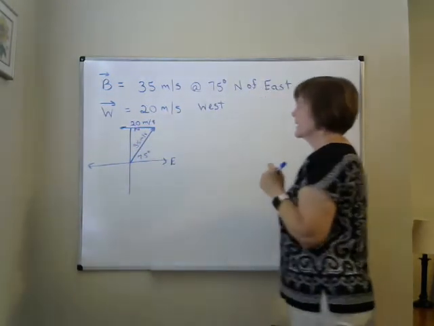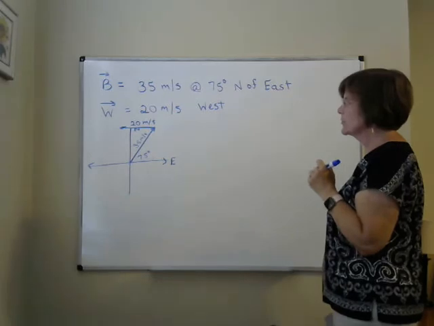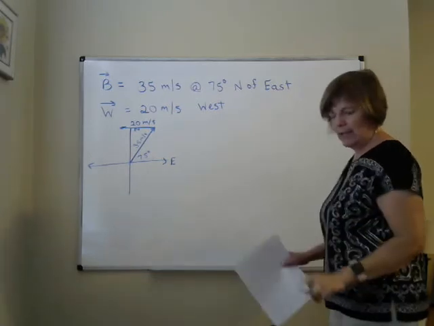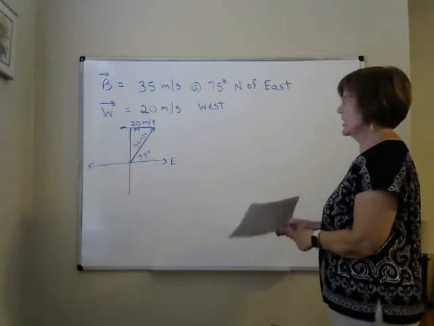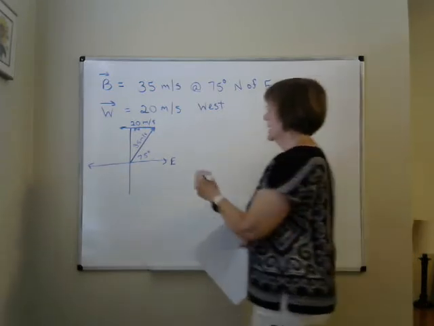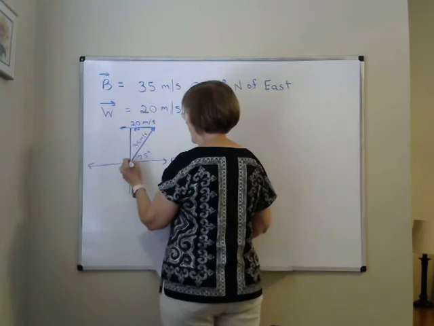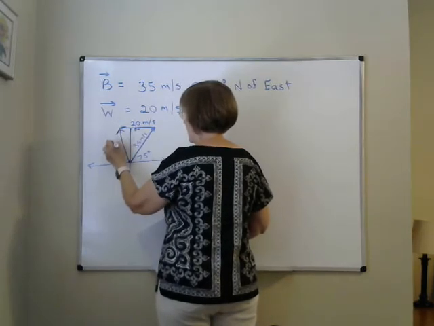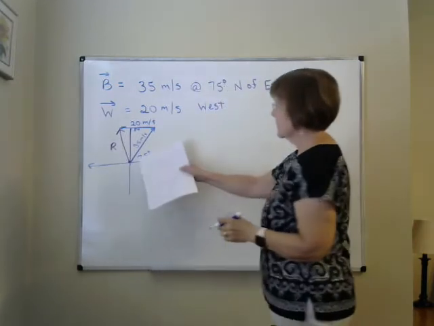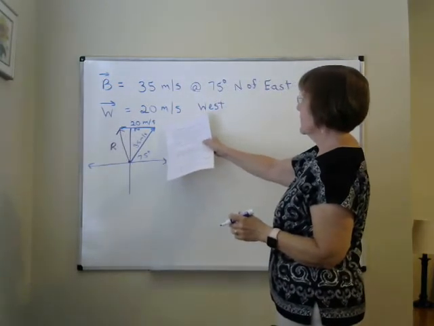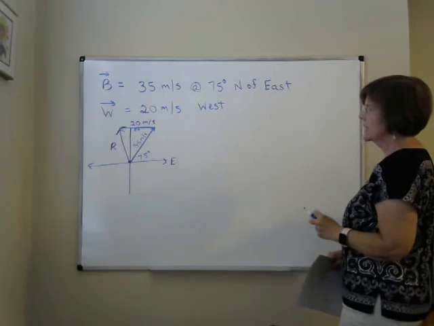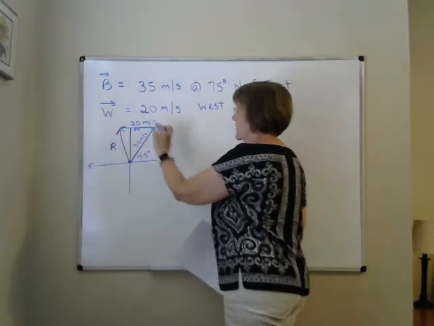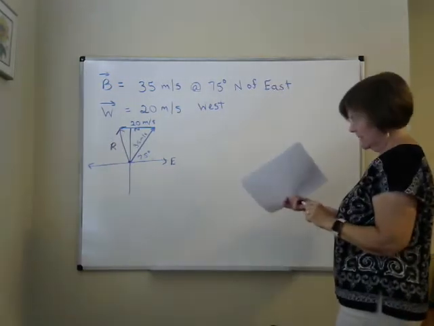This is going to be kind of iffy because I'm not really sure if it's going to be in quadrant 1 or quadrant 2 yet. But that's okay. This is just a sketch. So if I start at the beginning, I think the resultant looks like this. There's the bird, 35 meters per second at 75 degrees. And there's the wind, which is blowing 20 meters per second to the west.